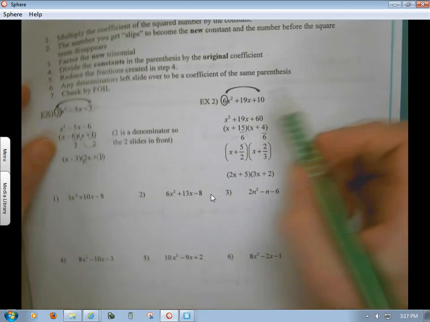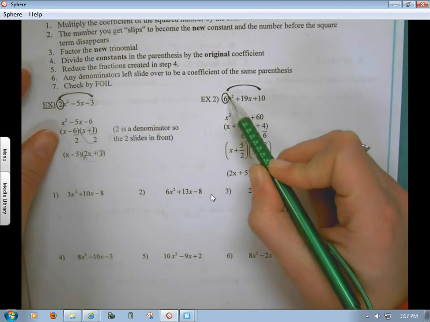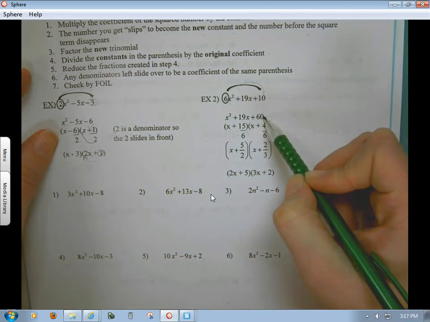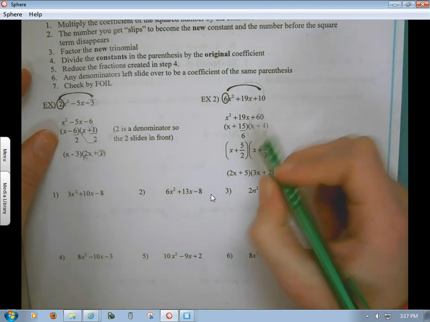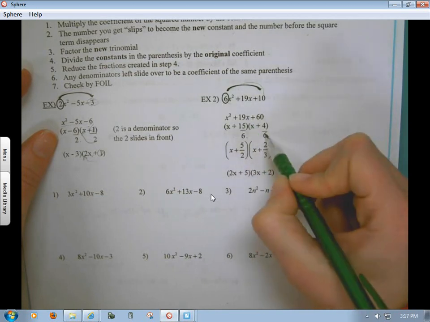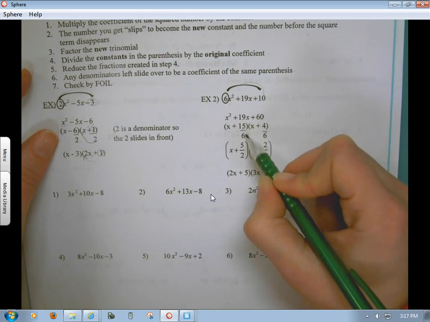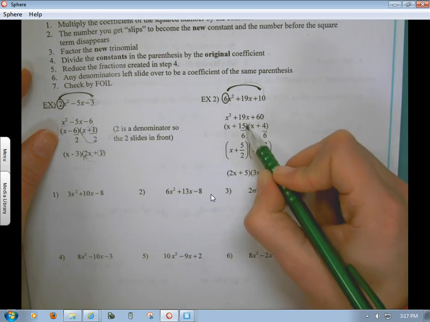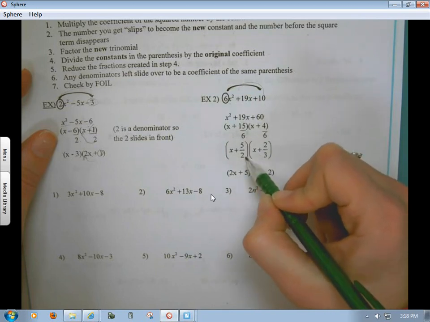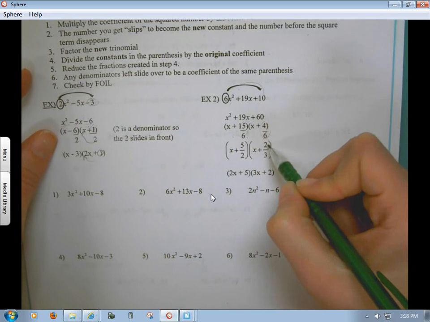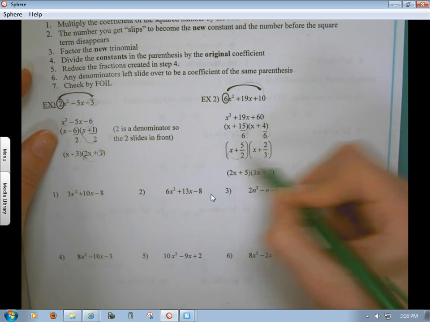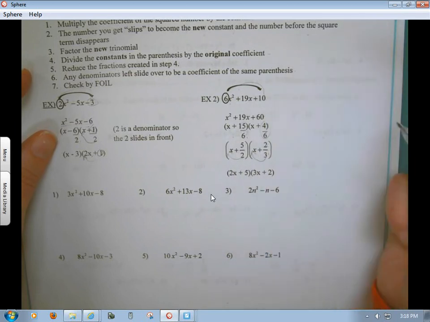Okay, let's try example 2. 6 times 10 is 60. Factor 60. Okay, so they said 15 and 4. You're going to have to slip the 6 back in. 15 doesn't go into 6 evenly, but I can reduce it. So I reduce this fraction into 5 over 2. I reduce this fraction into 2 over 3. Then I keep the 5 and I slide the 2 forward. I keep the 2, I slide the 3 forward.